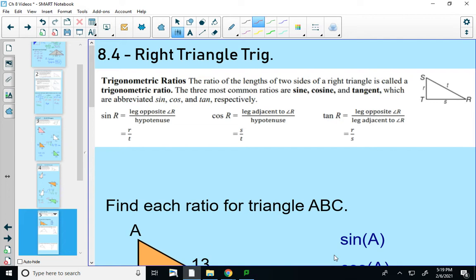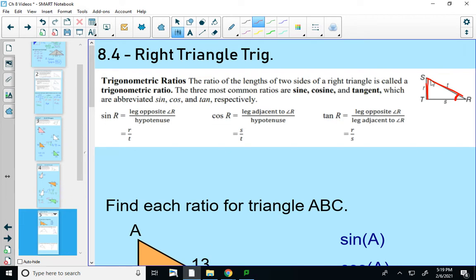There are a whole bunch of different trig ratios. In this class, we're going to talk about 3 of them. So they are sine, cosine, and tangent. The sine of an angle is always going to be the leg opposite that angle divided by the hypotenuse of the triangle. So in this triangle, if I'm looking at the sine of angle R, I would take the leg opposite it, so that would be lowercase r, and I would divide it by the hypotenuse.